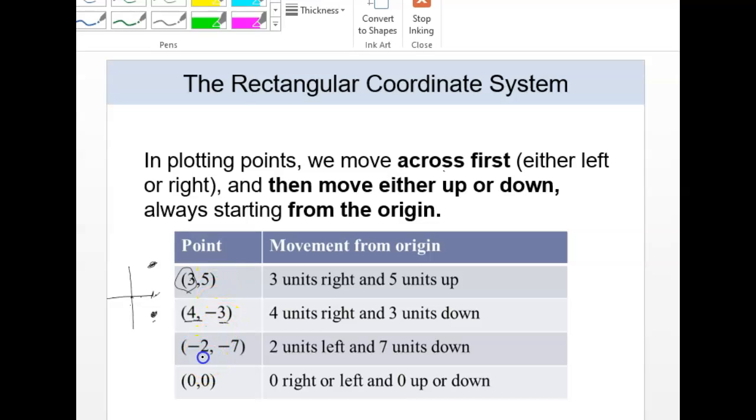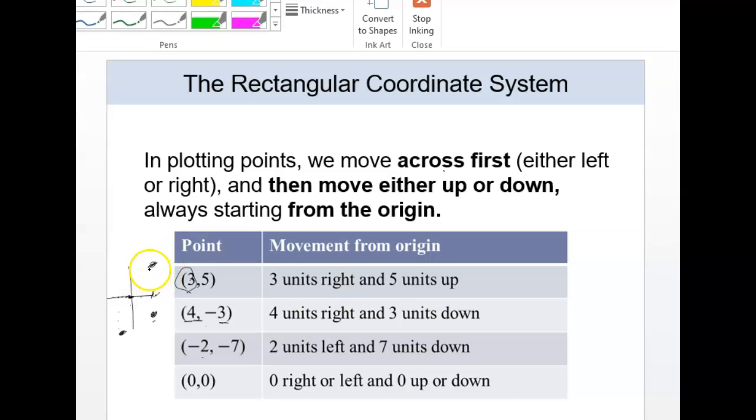So this point, negative 2, negative 7. 1, 2 to the left because that was negative. I start on the x-axis, so I'm always moving side to side first. And then I go down 7 because it's a negative 7. So that would be negative 2, negative 7. And then this last one feels like a trick question. 0, 0. Right there. You don't move left. You move left none, and you move up and down none. Left and right none, up and down none, so you are right at the origin.